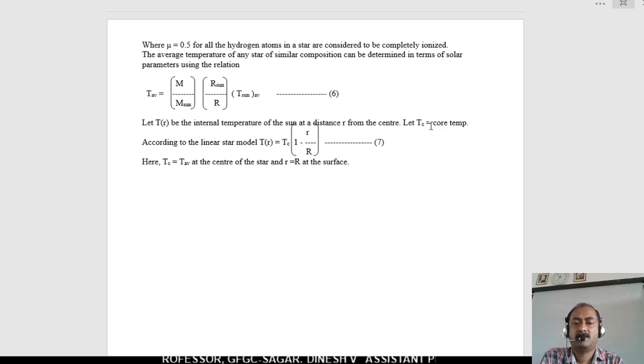Let Tr be the internal temperature of the star at a distance r from the center. Then Tc becomes the core temperature. Tc indicates core temperature of the star. According to the linear star model, Tr equals Tc into 1 minus r by capital R, where small r is the distance from the center, and capital R is the radius of the star. Here Tc equals T average at the center of the star and r is equal to capital R at the surface. This is about the temperature of the star.